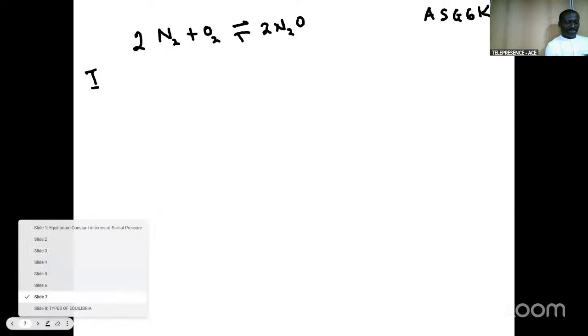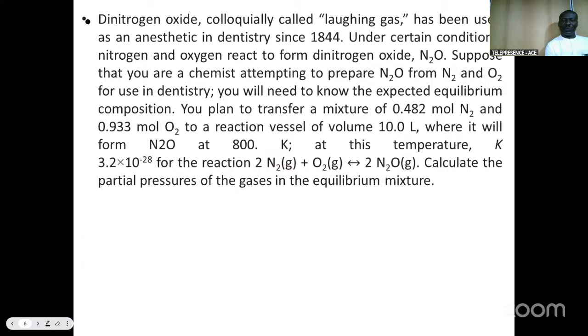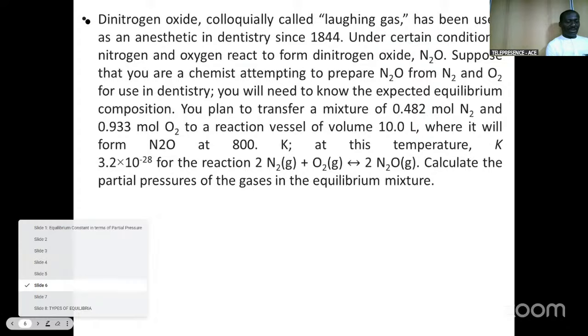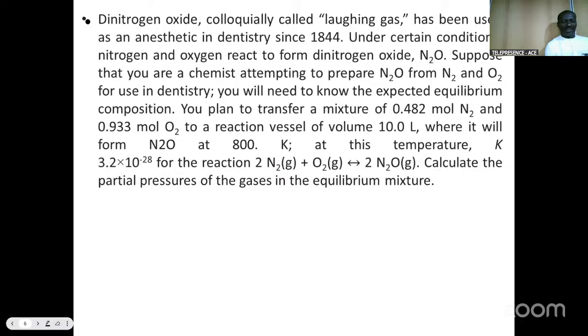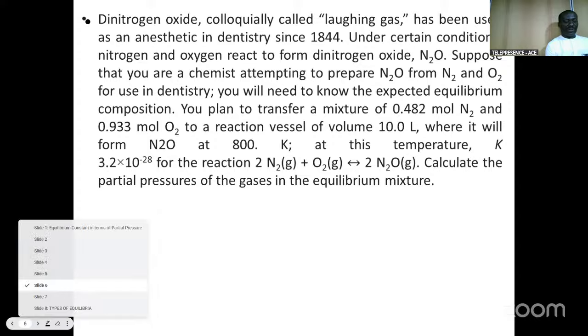Okay, so we have the initial concentration for N2 as 0.0482. For O2, it is 0.09333, I think. Let's look at it together. Yes, 0.0933.